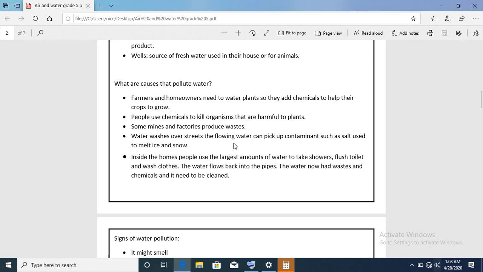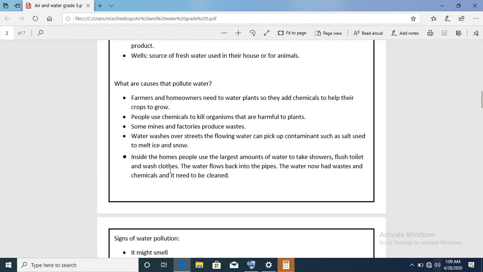Water washes over the street. The flowing water can pick up contaminants such as salt used to melt ice and snow. Also, while you're cleaning your car with the water, it's not nice. It's not nice to open the water and start cleaning our car. Inside the homes also, people use the largest amount of water to take showers, flush toilets, and wash clothes.